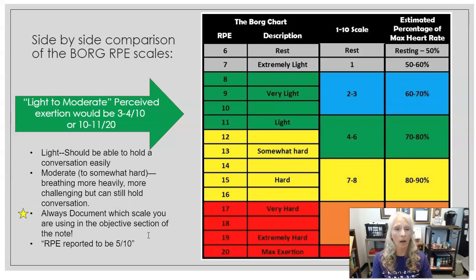So you always want to document whether you're using the original 6 to 20 Borg chart or whether you're using the 1 to 10. Because we're still going to be reporting the same amount of exertion even if we're using a different chart. So just make sure you always report which chart you're using. So you would do that like: relative perceived exertion was reported by the patient to be 5 out of 10. And if you were saying it was 5 out of 10, you would be saying 12 out of 20 would relate to a 5 out of 10.